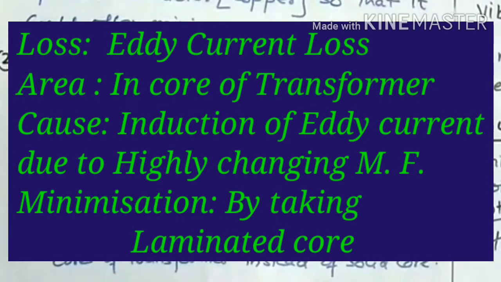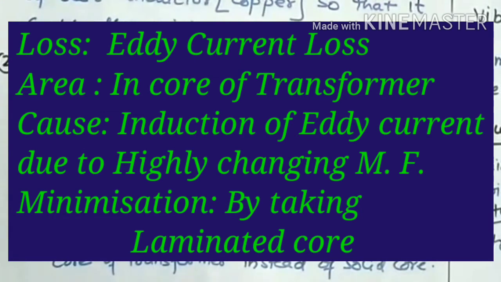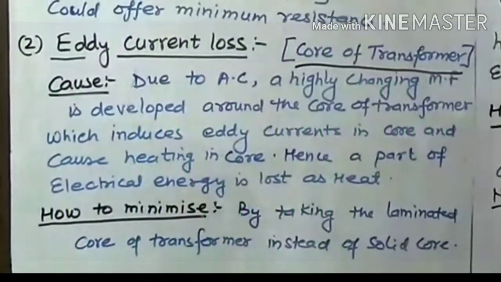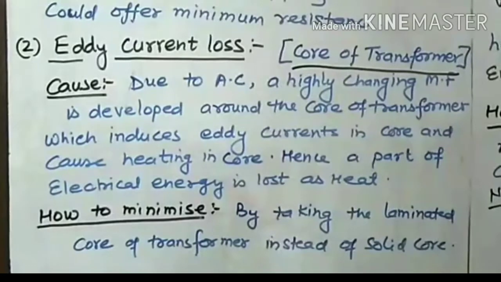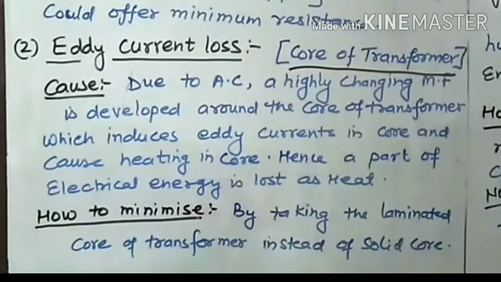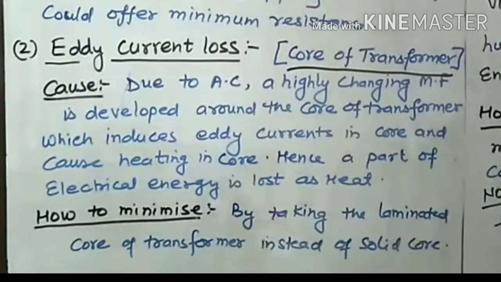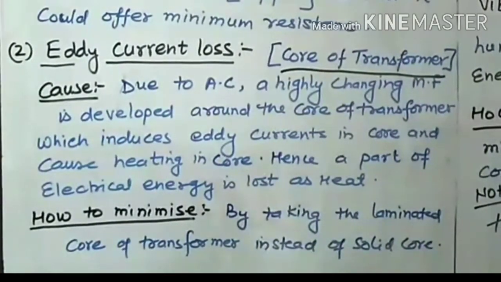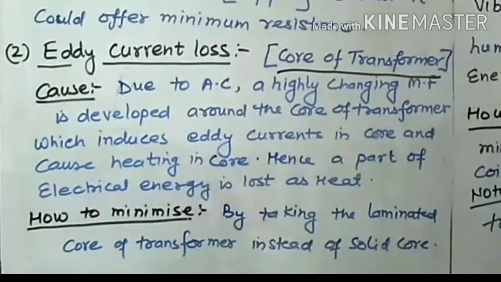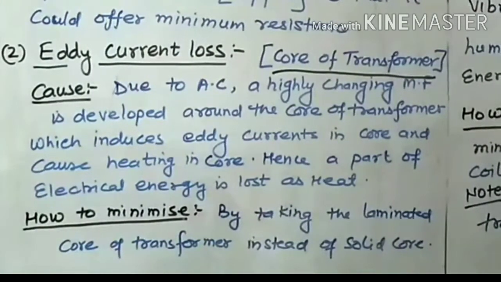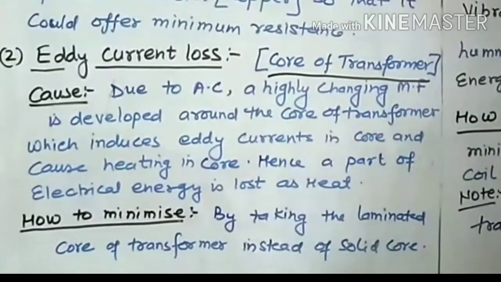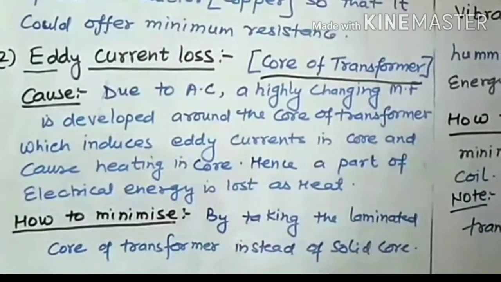So a highly changing magnetic field develops around the core of the transformer. This highly changing magnetic field causes the induction of eddy currents in the bulk material of the core. Because the core is a metallic material, because of the highly changing magnetic field, eddy currents will be induced in this metal piece. And we have already learned about eddy currents, that they cause heating. So eddy currents cause heating in the core, and hence some energy is lost in the core as heat.